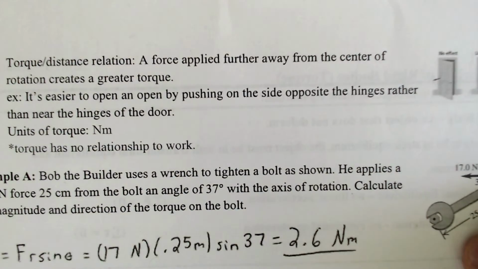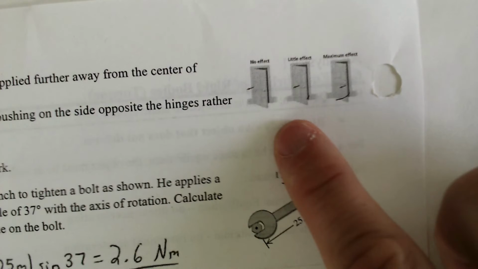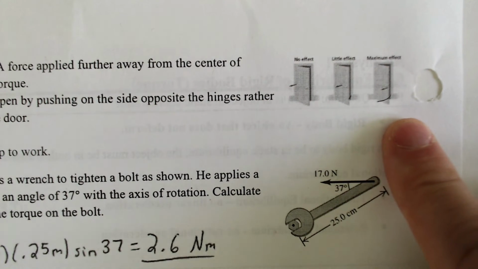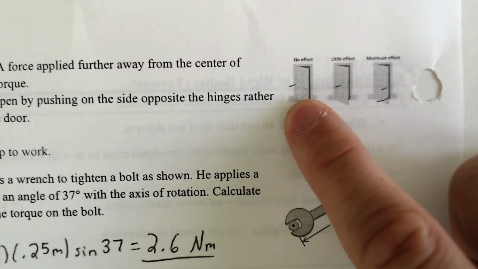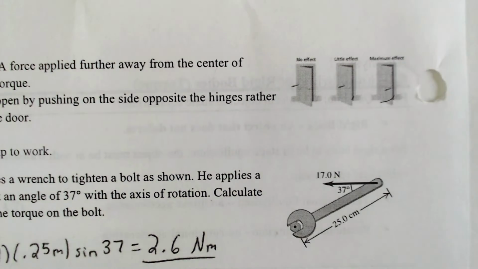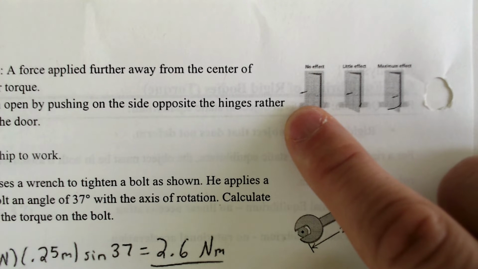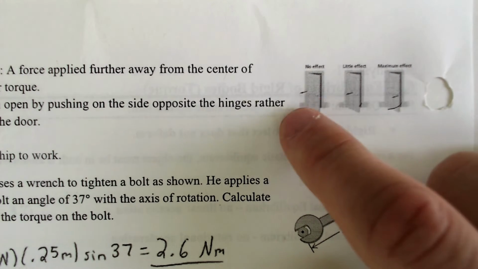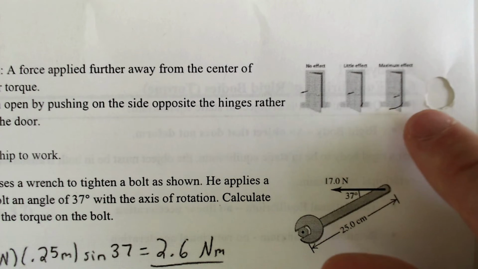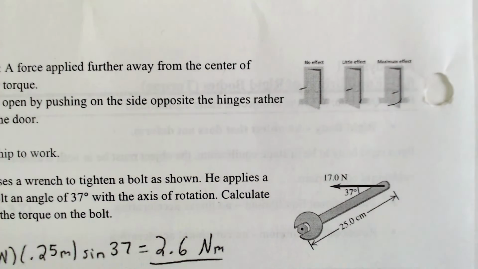A simple experiment you can do at home is with the doors that you have. If you're trying to open or close a door and you are really close to the hinges, it makes it a lot harder, because the force required to accomplish the torque needed is really large. If you go really far away, all the way at the handle, it's kind of easy to close the door. All right.